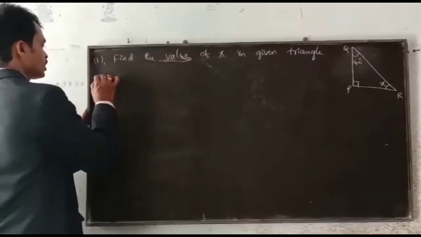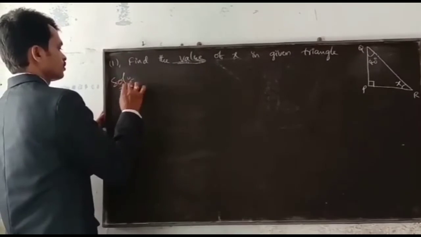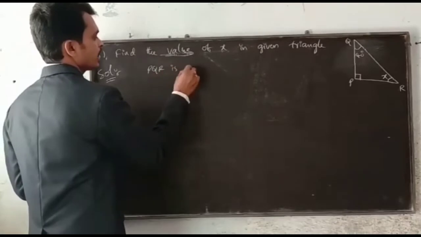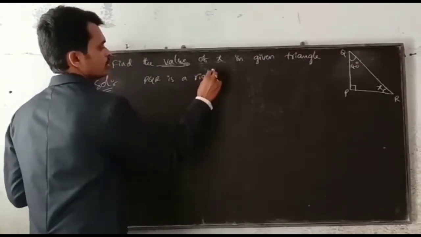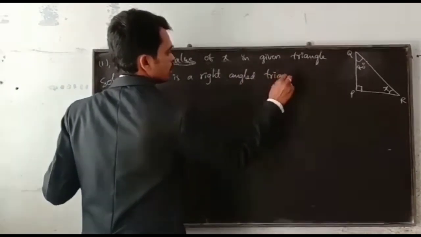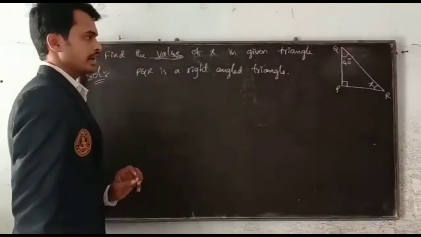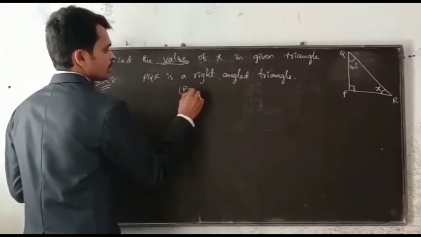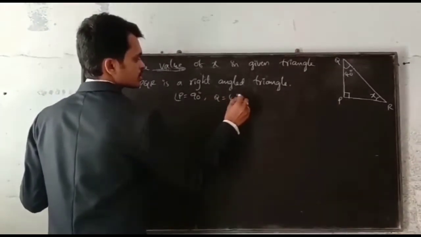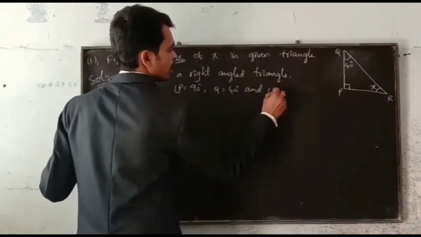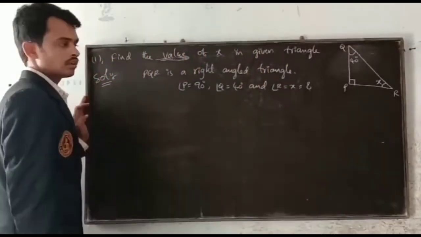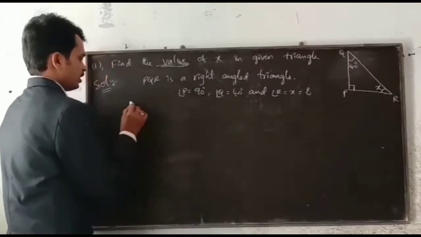So solution. PQR is a right angled triangle. So angle P is 90 degrees. Angle Q is 40 degrees and angle R is x. The x value we have to find out.